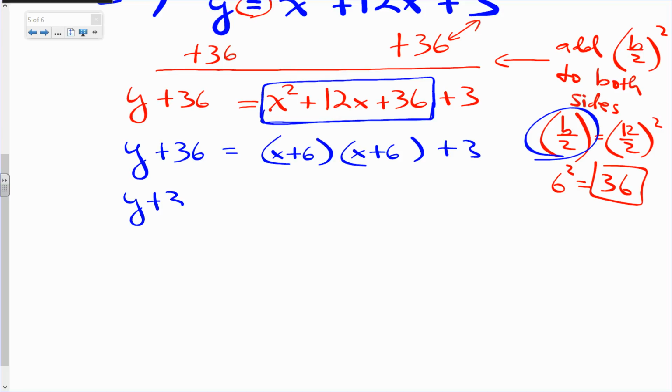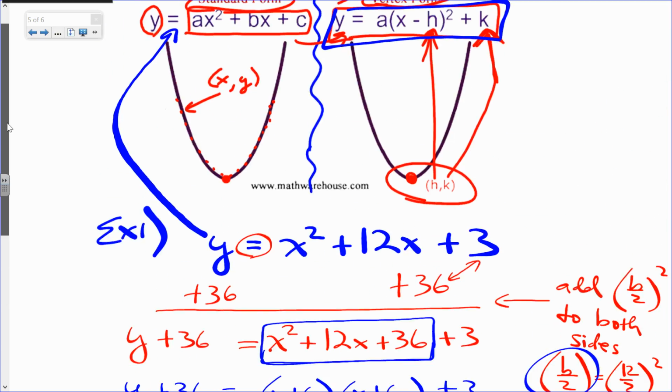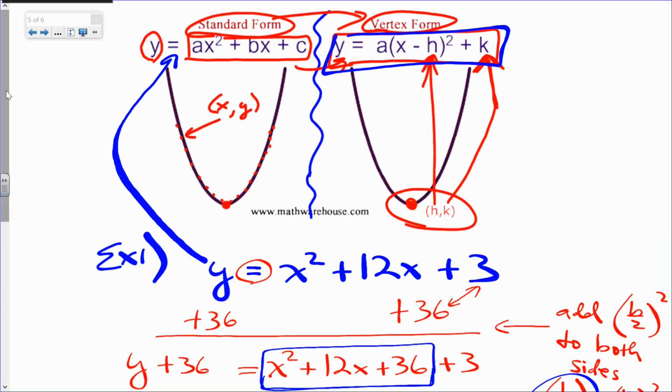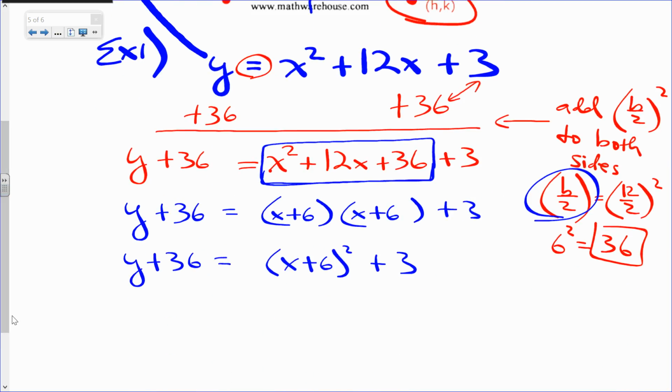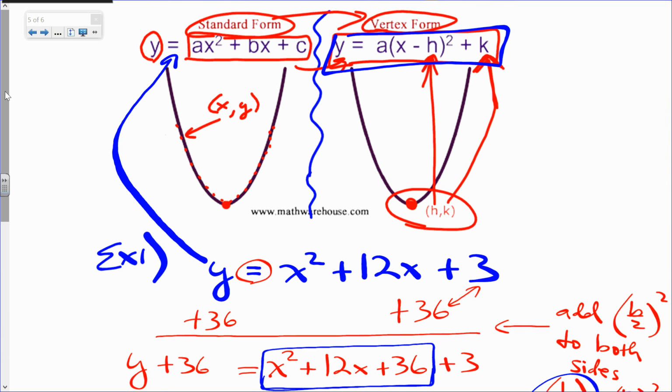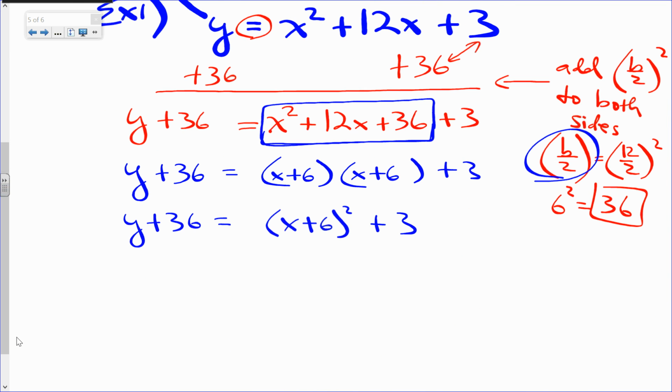Let's keep going. How can I rewrite these two binomials? Right, it's x plus 6 to the second power, because x plus 6 times x plus 6 means that, plus 3. It's starting more and more to look like this. You guys with me? But looking at this, right now, what would be the A? What's in front of this parenthesis? 1, huh? So A would be 1 so far. Even though we don't see it, there's a 1 there.